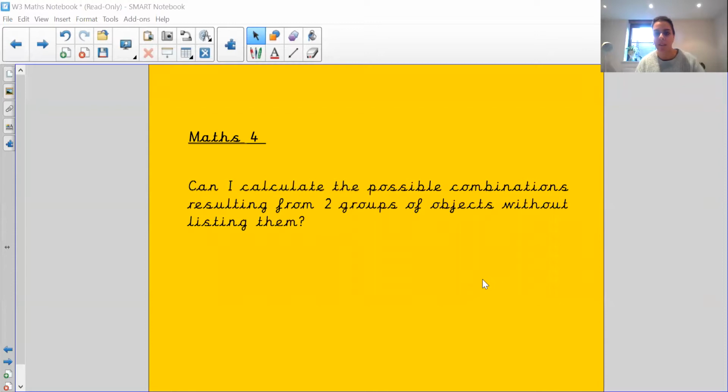So yesterday you were having a look at some sequencing. You looked at some t-shirts and jeans and some different desserts and how you could sequence it so they go together. We're going to be doing that again today. We're going to try and look at it using different combinations and how we can use multiplication to help us. So the learning objective today is, can I calculate the possible combinations resulting from 2 groups of objects without listing them?